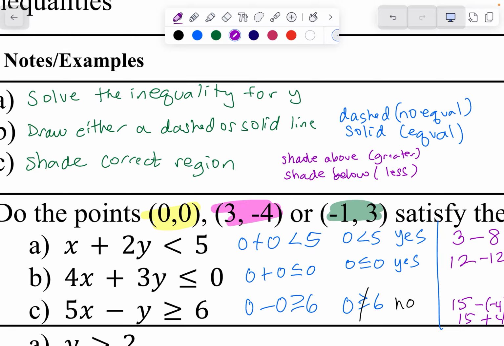Okay. Now that we have that, we have the steps we want to follow. So we're going to solve it for y. Then we're going to look, do we have an equal to? If we have the equal to, it'll be a solid line. Otherwise, we're going to make a dashed line. And then, is it a greater than symbol? We'll shade above. If it's a less than symbol, we'll shade below. So that's kind of the main things you want to do. Those 3 steps are really a good rule of thumb as you're going through these problems.